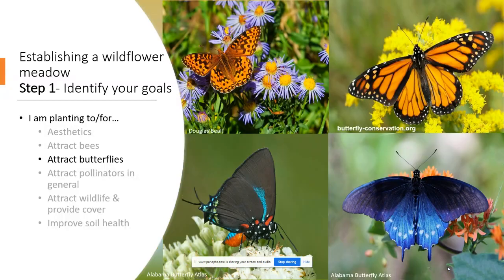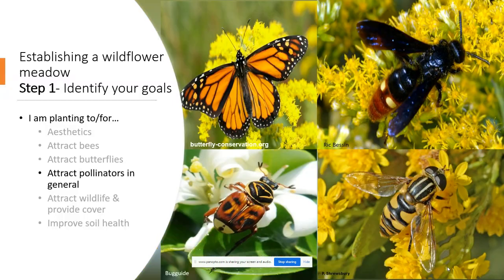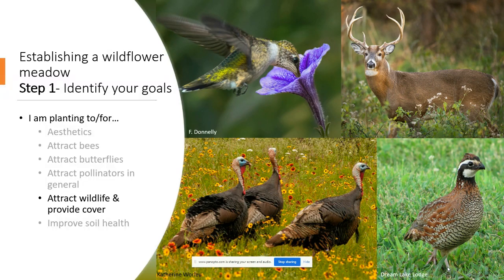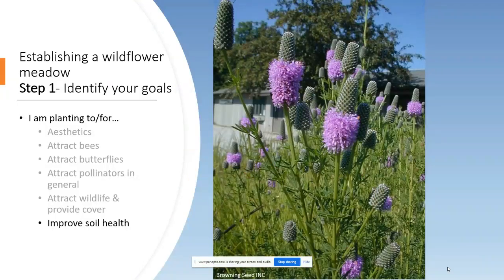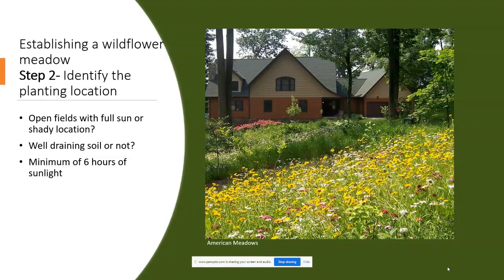Are you wanting to attract butterflies? Do you want to just attract pollinators in general, such as other wasps and flies and beetles and butterflies? Are you wanting to plant a wildflower meadow to attract wildlife and provide cover for other animals such as turkey or deer, quail, or even hummingbirds? Or are you, say, a farmer and you want to improve your soil health? And you can do this by planting wildflowers that are legumes, such as this purple prairie clover that enhances the soil.